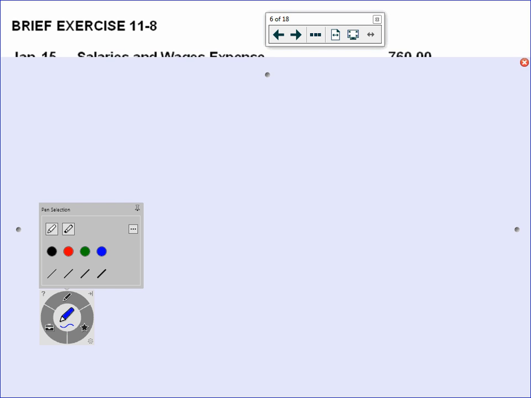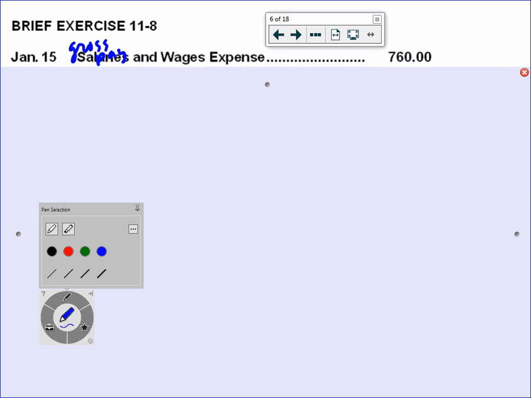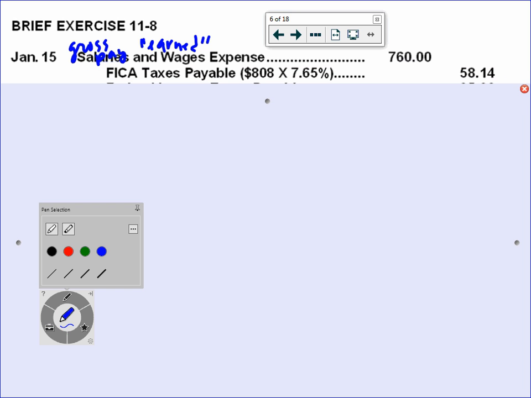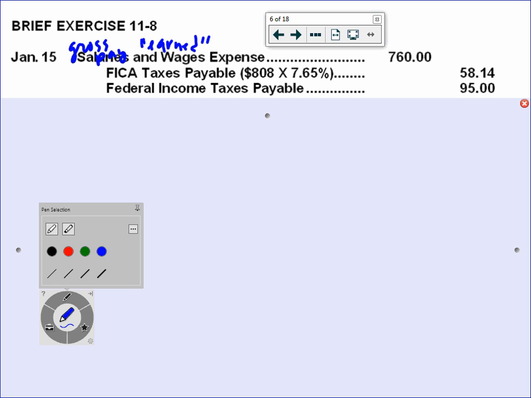So our salaries and wages expense, of course, was Beth's gross pay, what she earned, not necessarily what she took home. In Beth's case, we had a few payables. We had her FICA that was payable and also her federal income tax that was payable. Those payables are increasing because although we didn't pay Beth those, we have that extra money. We certainly don't get to keep that $58.14, nor do we get to keep the $95. They need to go to each of the taxing authorities.